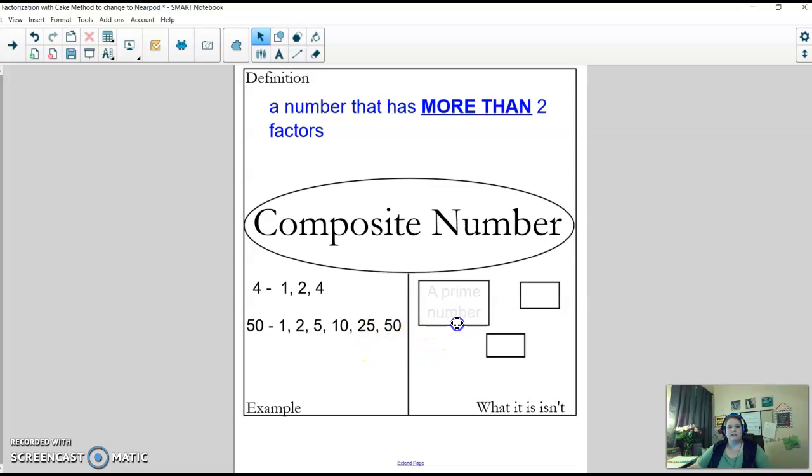Some examples of what it isn't. Well, it isn't a prime number. Again, it isn't 1, and it isn't 0.